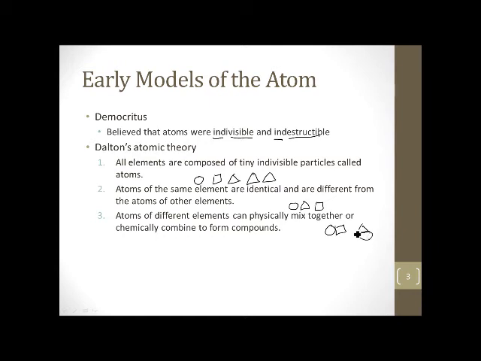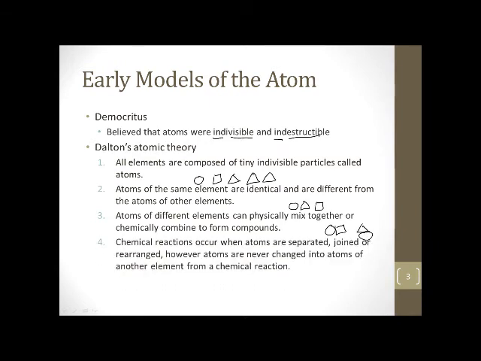And finally, number four, chemical reactions occur when atoms are separated. So if we separated these, that would be a chemical reaction. If we bring two things together, this plus this yields this, that's joined or rearranged. However, atoms are never changed into atoms of another element in a chemical reaction. So when we break this apart, we're always going to get an R and an SQ. We're never going to get this being broken down into two different SQs. Not possible.